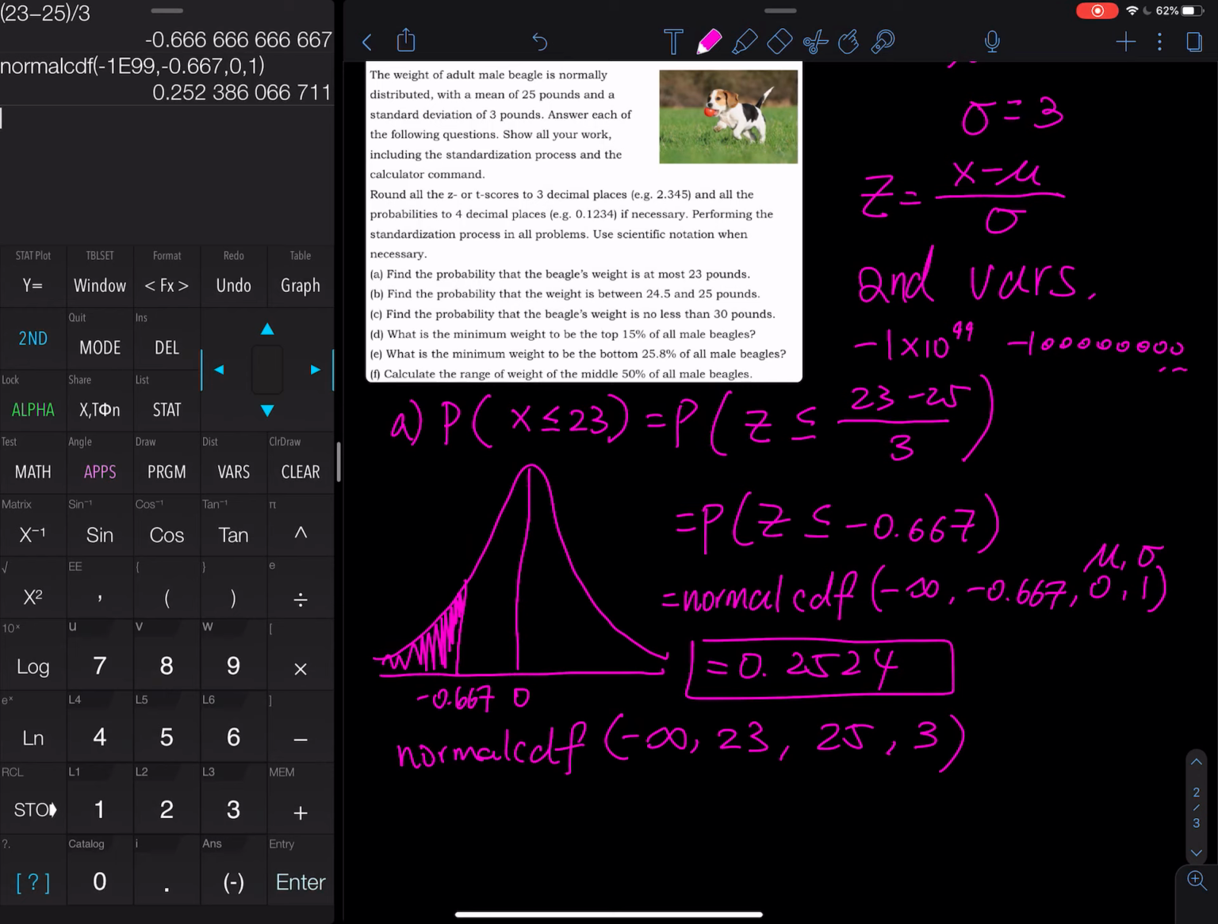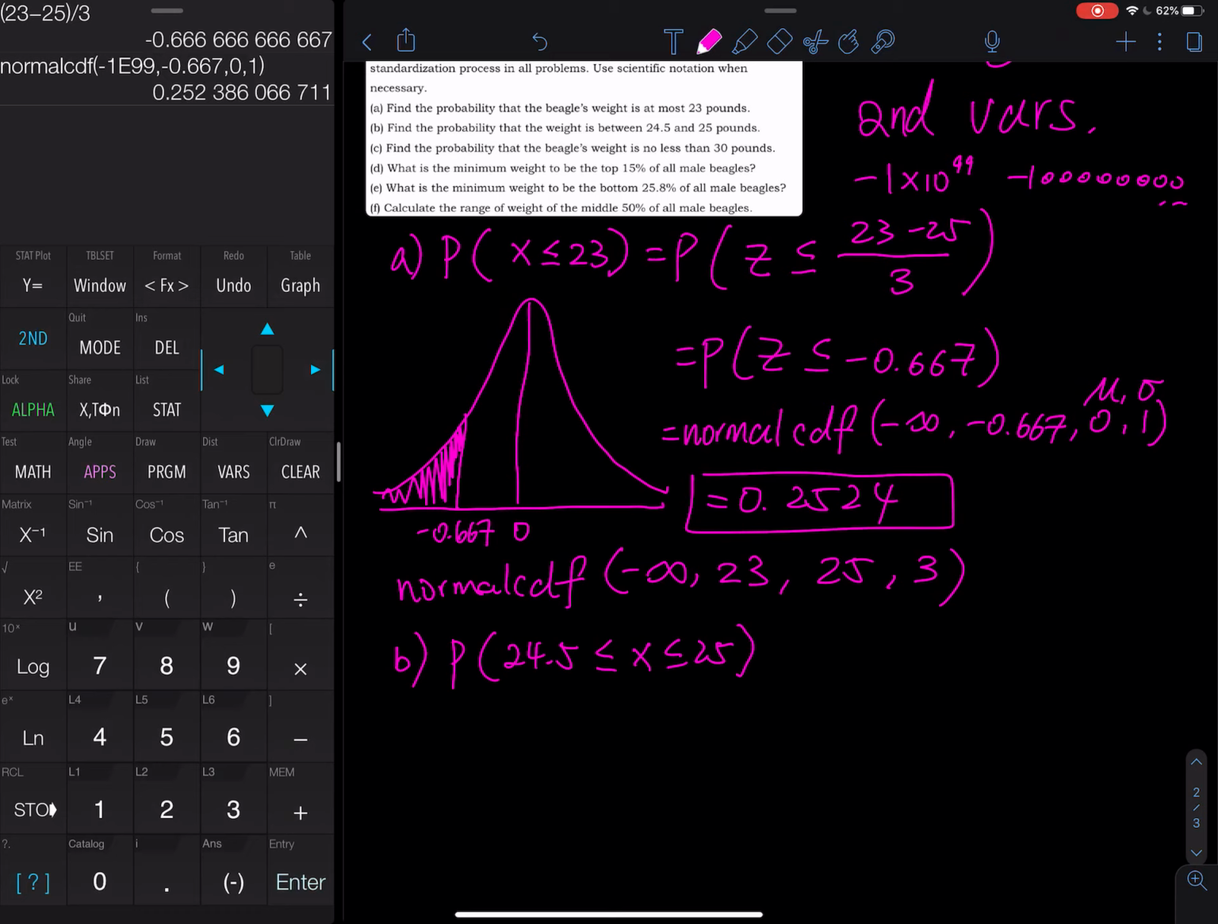All right, let's take a look at B. B is between 24.5 and 25 pounds. So B is probability that X is between 24.5 less than or equal to X less than or equal to 25. Do we need to worry about the equal? The answer is no, because the weight X is a continuous random variable. We don't care about the equal sign at all.